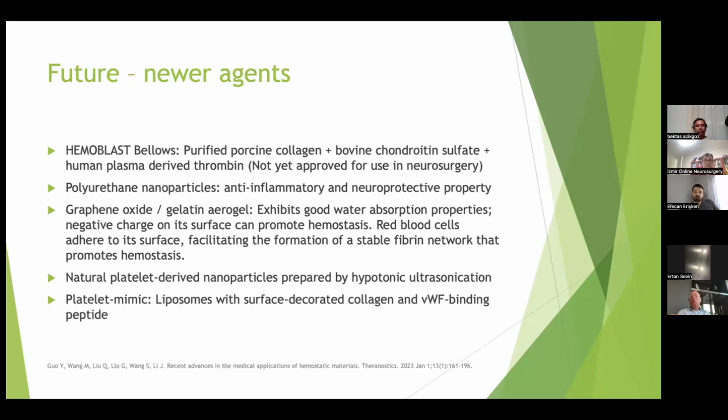Now coming to the future, there are newer agents being described in the literature, but none of them are yet approved or quite widely used in neurosurgery. One is Hemoblast Bellows. These are purified porcine collagen with bovine chondroitin sulfate and human plasma-derived thrombin. Other agents include polyurethane nanoparticles, graphene oxide, natural platelet-derived nanoparticles, and platelet mimic. Platelet mimics are liposomes with the surface decorated with collagen and von Willebrand's factor binding peptide.